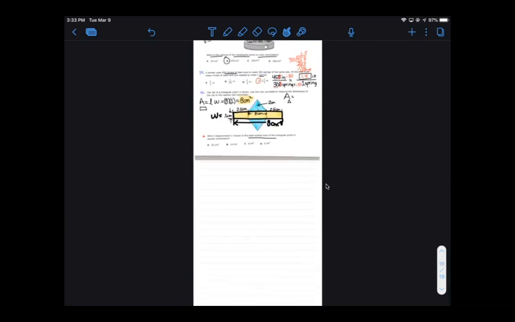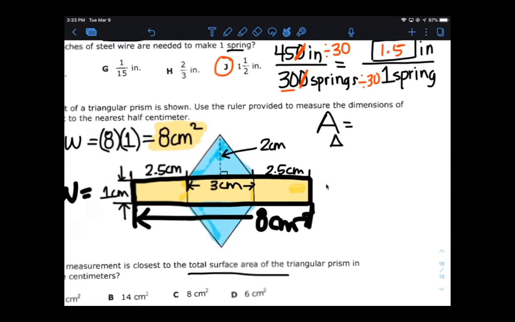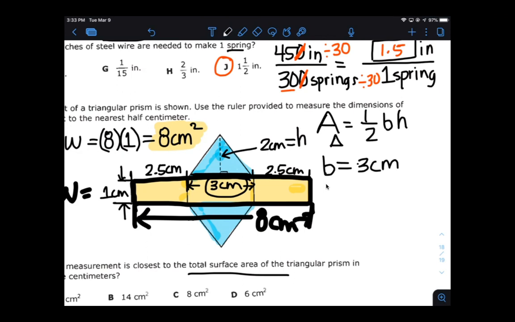Let's see here. I'm going to write the formula: 1/2 base times height. The base of the triangle is this one, this 3. So the base is 3 centimeters. I'm just going to write here the given facts. The 2 centimeters is the height of the triangle, which makes a right angle with the base. So the height is 2 centimeters. This is for the triangle.